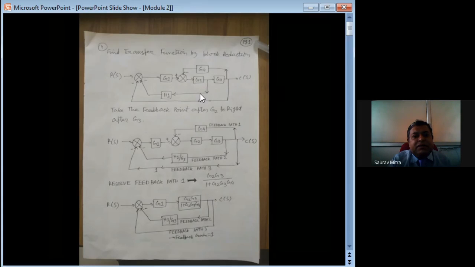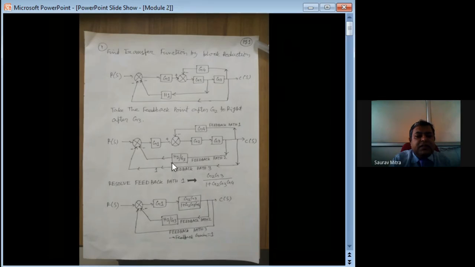So in very simple way we say that if the feedback point is taken right to any block, that block has to be divided and adjusted in the gain. So that's why whenever we are shifting this point to the right, what we have done is this H1 has become H1 by G3.